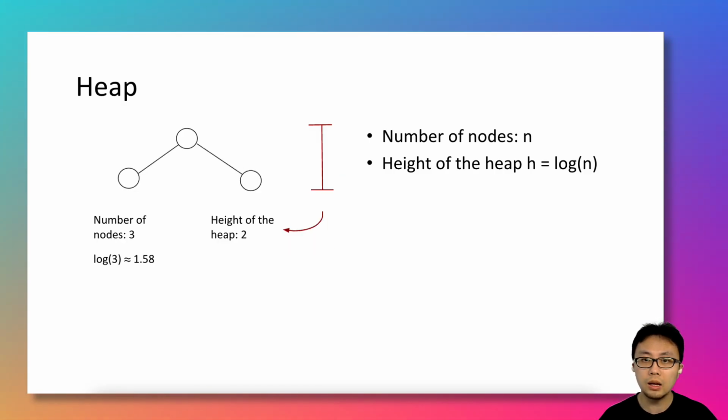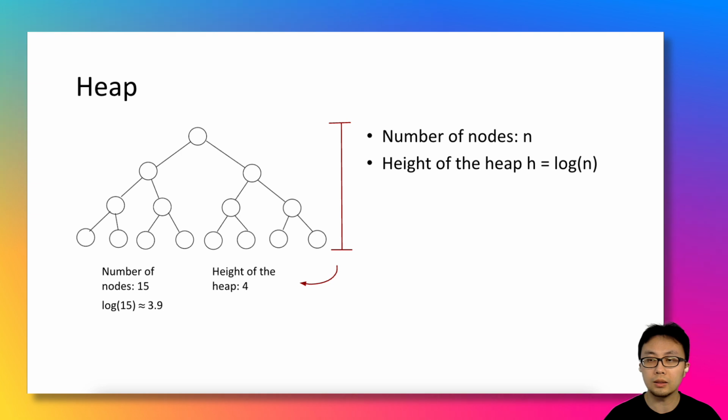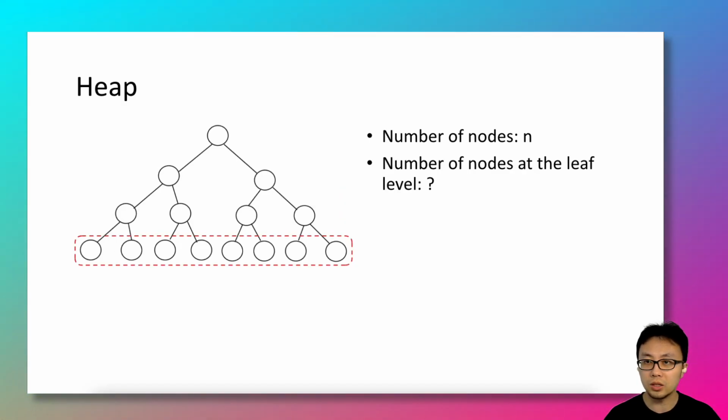When the number of nodes is 3, the heap height is 2. Log 3 is about 1.6, which is almost 2. When the number of nodes is 7, the heap height is 3. Log 7 is 2.8, which is almost 3. When the number of nodes is 15, the heap height is 4. Log 15 is 3.9, which is almost 4. You get the idea.